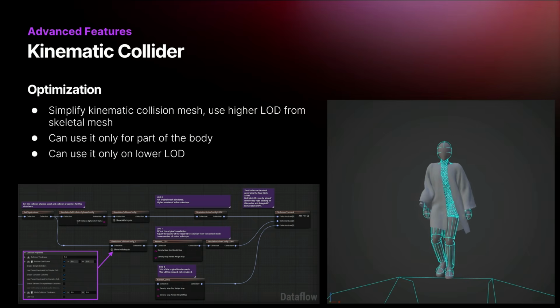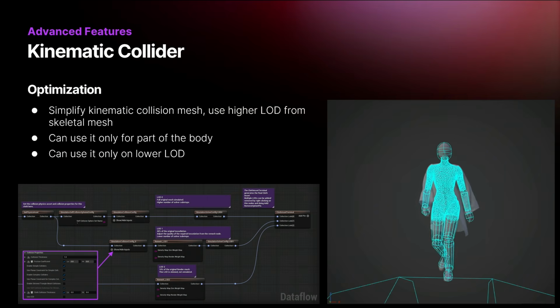Colliding with the triangle mesh is pretty expensive. So if you are targeting real-time performance, there are a few optimizations you can do. First, you can simplify the mesh you are colliding with, either by using a higher LOD or by using the remesh or simplify tool in the skeletal mesh editor to cut down the poly count. Secondly, you don't have to apply the kinematic collider to the entire body. As you can see here, I only use it on the torso since that part is harder to describe with just capsules.